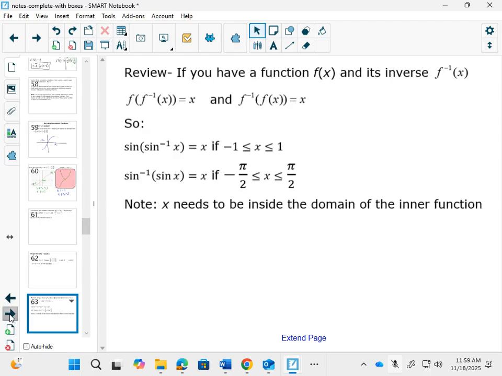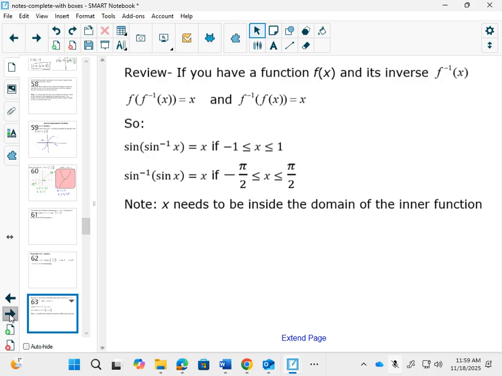Next. We're going to get to our cosine graph in a second, but if you have a function and its inverse, we remember this property: f of f inverse of x and f inverse of f of x is equal to x. So, sine of sine inverse of x equals x, but only if x is in between negative 1 and 1. And sine inverse of sine of x is equal to x only if x is in between negative pi over 2 and pi over 2.